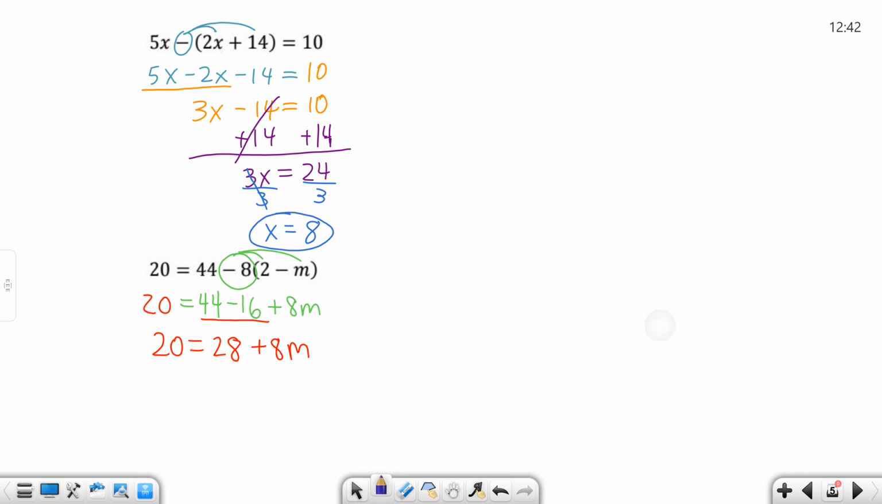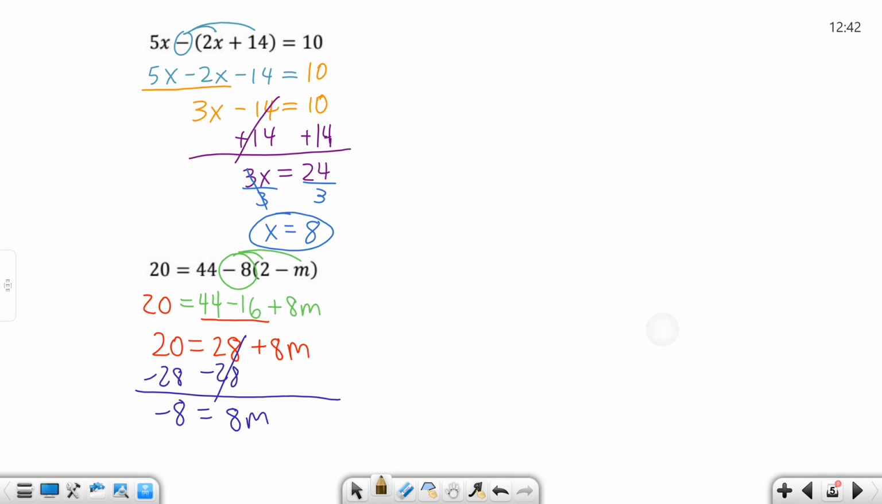What do I do now? Well, what's the thing by itself? The thing by itself is the 20, so move the 28 over there with it. How do I move the 28? Well, the 28's positive, not because of this, but because there's an understood plus in front of it. So subtract 28 from both sides. That cancels, and I get negative 8 equals 8m.